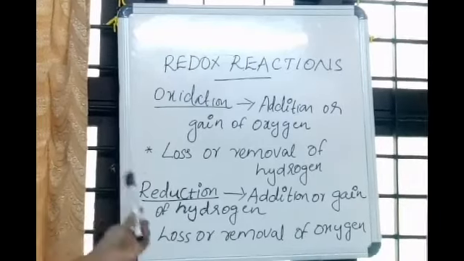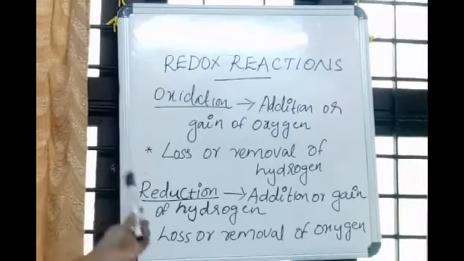Oxidation is the process which involves addition of oxygen or removal of hydrogen, and reduction is the process which involves addition of hydrogen or removal of oxygen. Oxidation and reduction can be defined in two ways. Oxidation is the process which involves gain of oxygen or loss of hydrogen. Reduction is the process which involves loss of oxygen or gain of hydrogen.